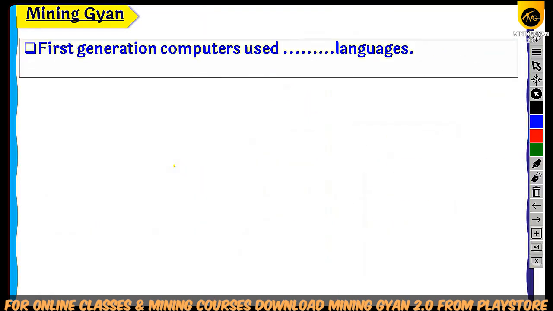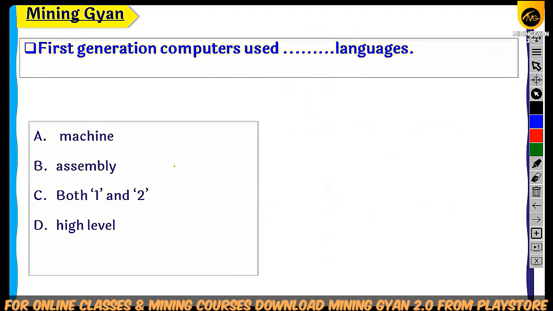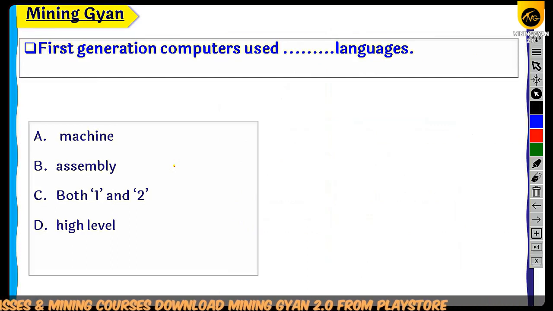Now the next question: the first generation computers used which languages? First is machine language. Second is assembly language, then both assembly and machine, and high level language. So in the first generation of computers, all the devices or operating systems used machine language, which is basically based on binary numbers. So option A is the correct answer. Machine languages were used in the first generation of computers.